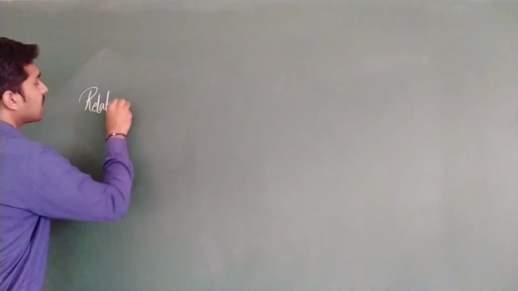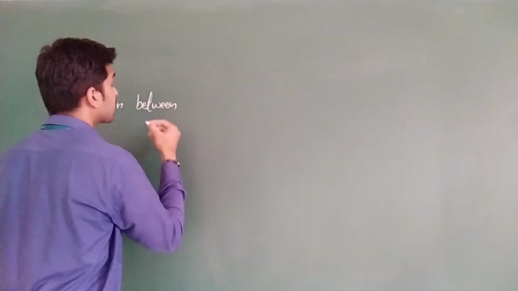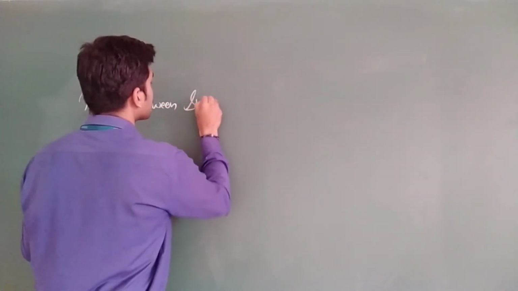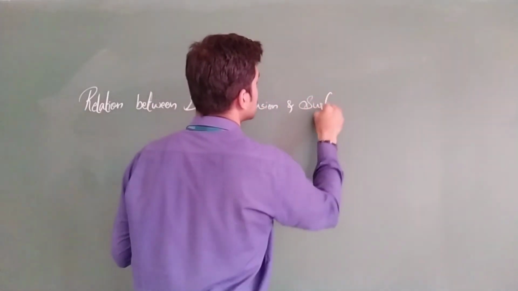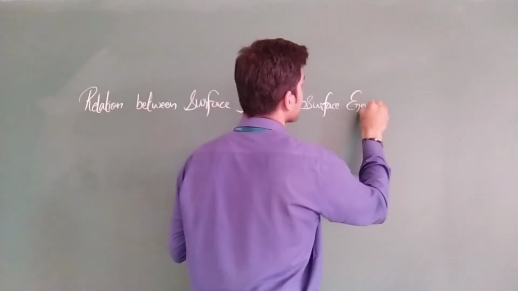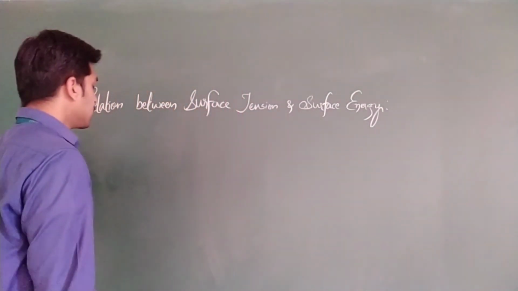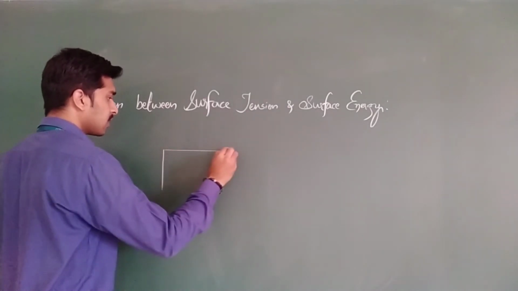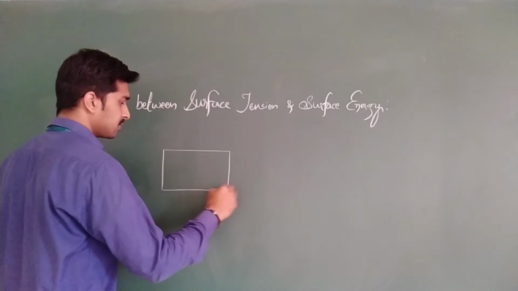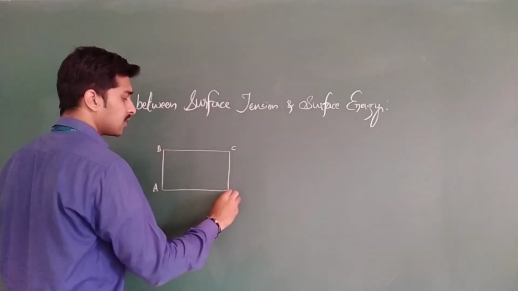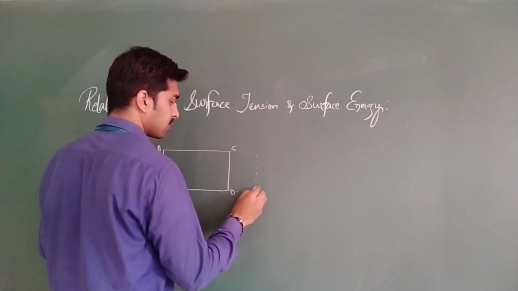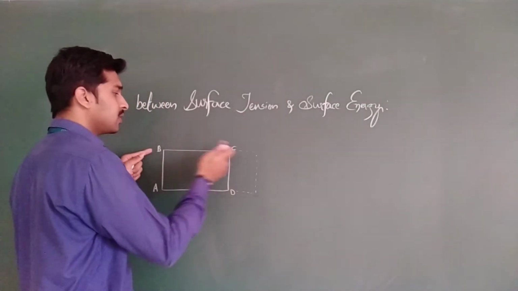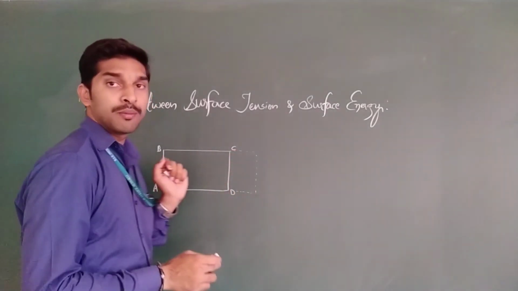Relation between surface tension and surface energy. For this we are going to consider a loop like this. Let us name this loop A, B, C, D, and this side CD is movable. Otherwise you can choose A, B, C, D with B C movable, something like that. But this side is completely movable.